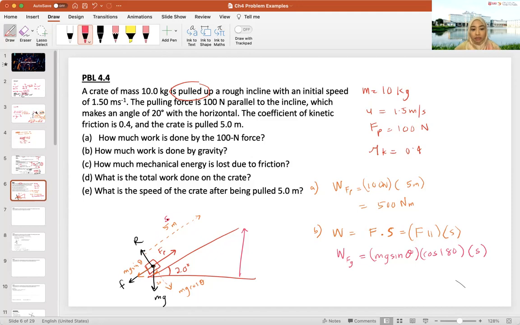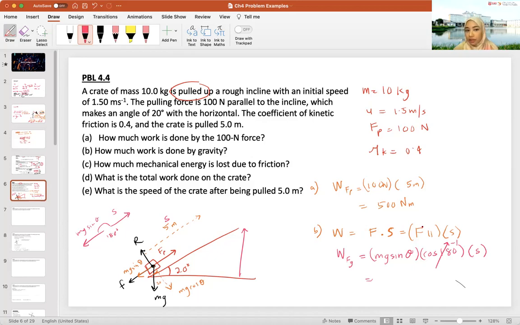However, the angle between these two vectors is not zero, it's 180. mg sine theta is here, S is here. What angle? 180 degrees. Whenever you have two opposite direction vectors, the angle between them is 180. So 180, you know that it's going to give you -1. So this answer is a negative work.